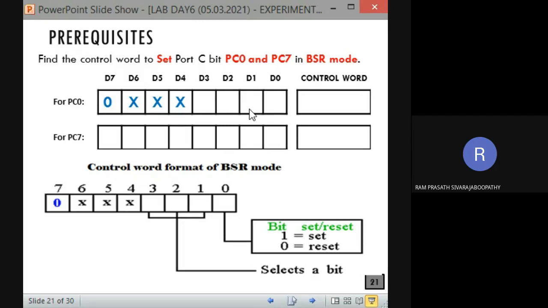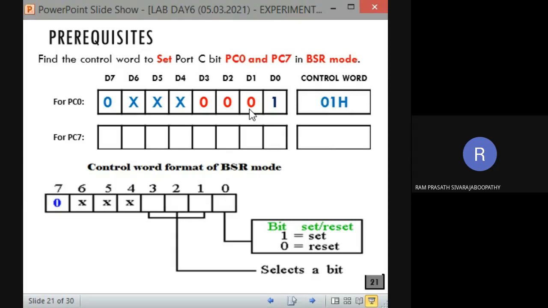Which bit are we going to set? PC0, correct? So what must be the next 3 bits? Yes, 0, 0, 0. Very good. Whether we are going to set or reset? Set, correct? Then what must D0 be? 1. Very good. So what about the control word now? Type it in hexadecimal. 01H. Very good. 01H. That's all.